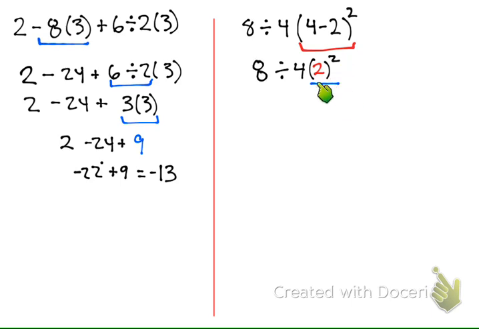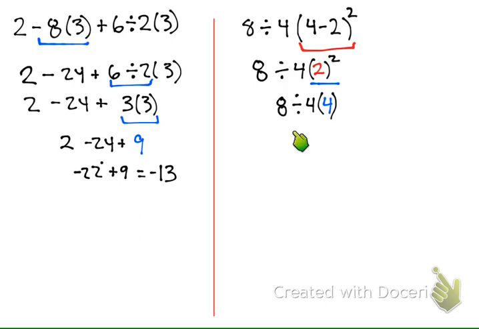So 2 squared, after we finish parentheses, we have exponents. So exponents tells you how many times the number in front multiplies by itself. So the exponent of 2 tells you that this 2 that's here multiplies by itself 2 times. So 2 times 2 is going to be 4. We're going to drop everything else down.